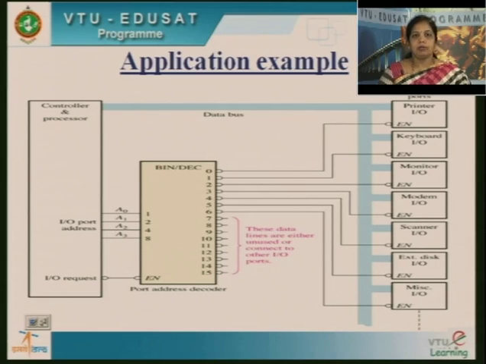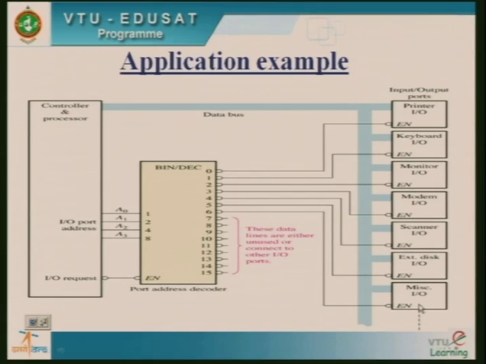So we have multiple I/O devices, as you know, printers, keyboards, monitor, modem, scanner. As such, many I/O devices are connected to the processor. So how is this processor going to recognize or activate these ports? So let us see here.